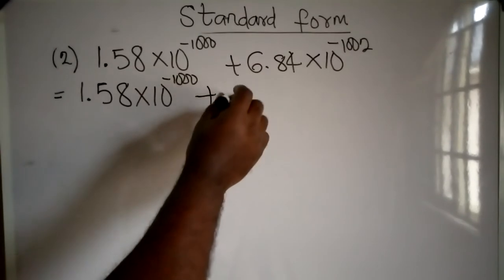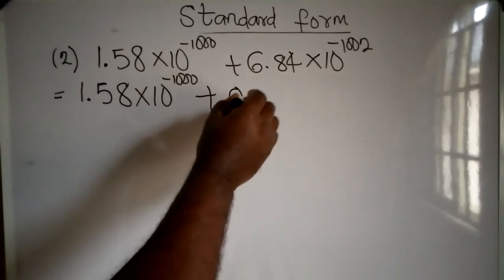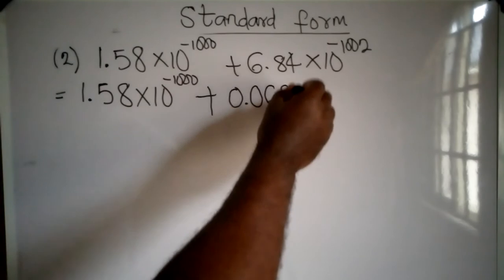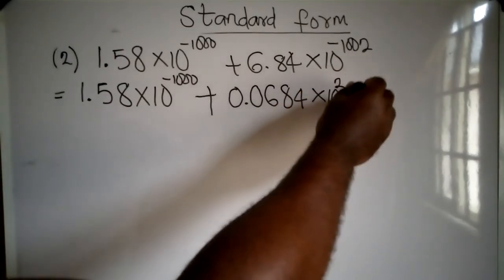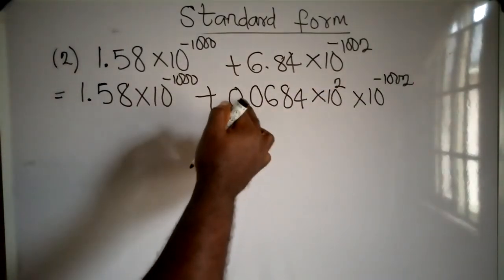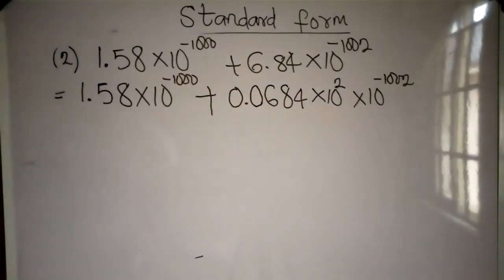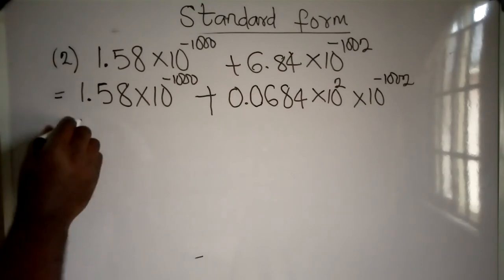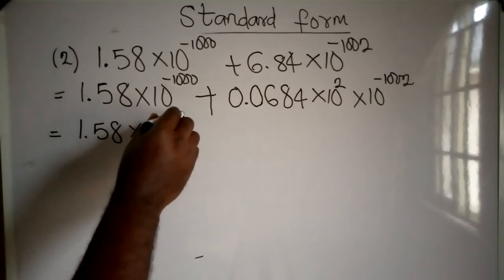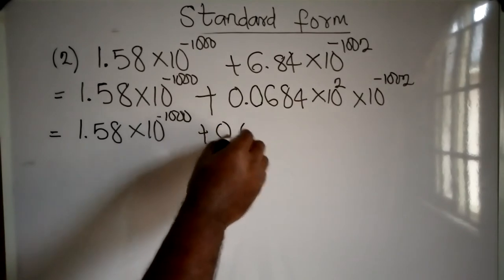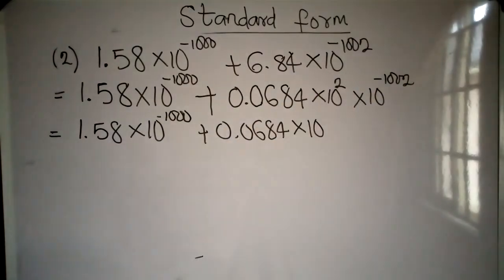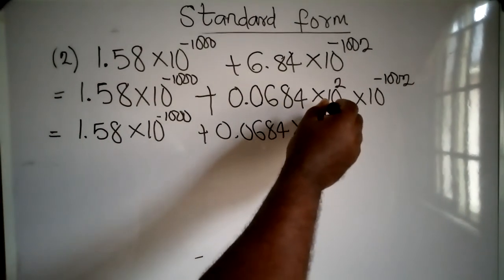This can also be 0.0684 times 10 to the power of 2 times 10 to the power of negative 1002. Let's check if I'm correct. 1, 2. Okay. That will give us 1.58 times 10 to the power of negative 1000 plus 0.0684 times 10 to the power of 2 plus negative 1002, which will give us negative 1000.